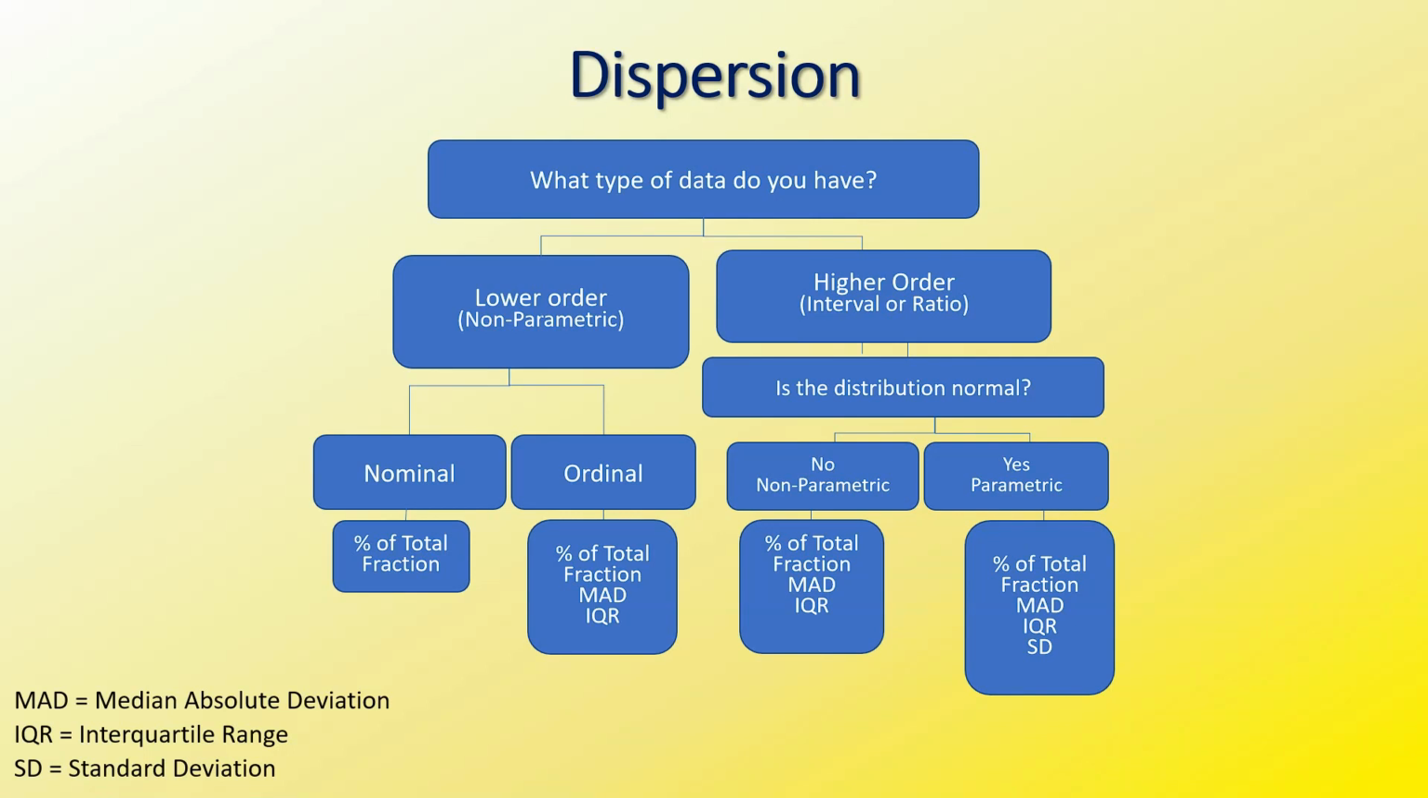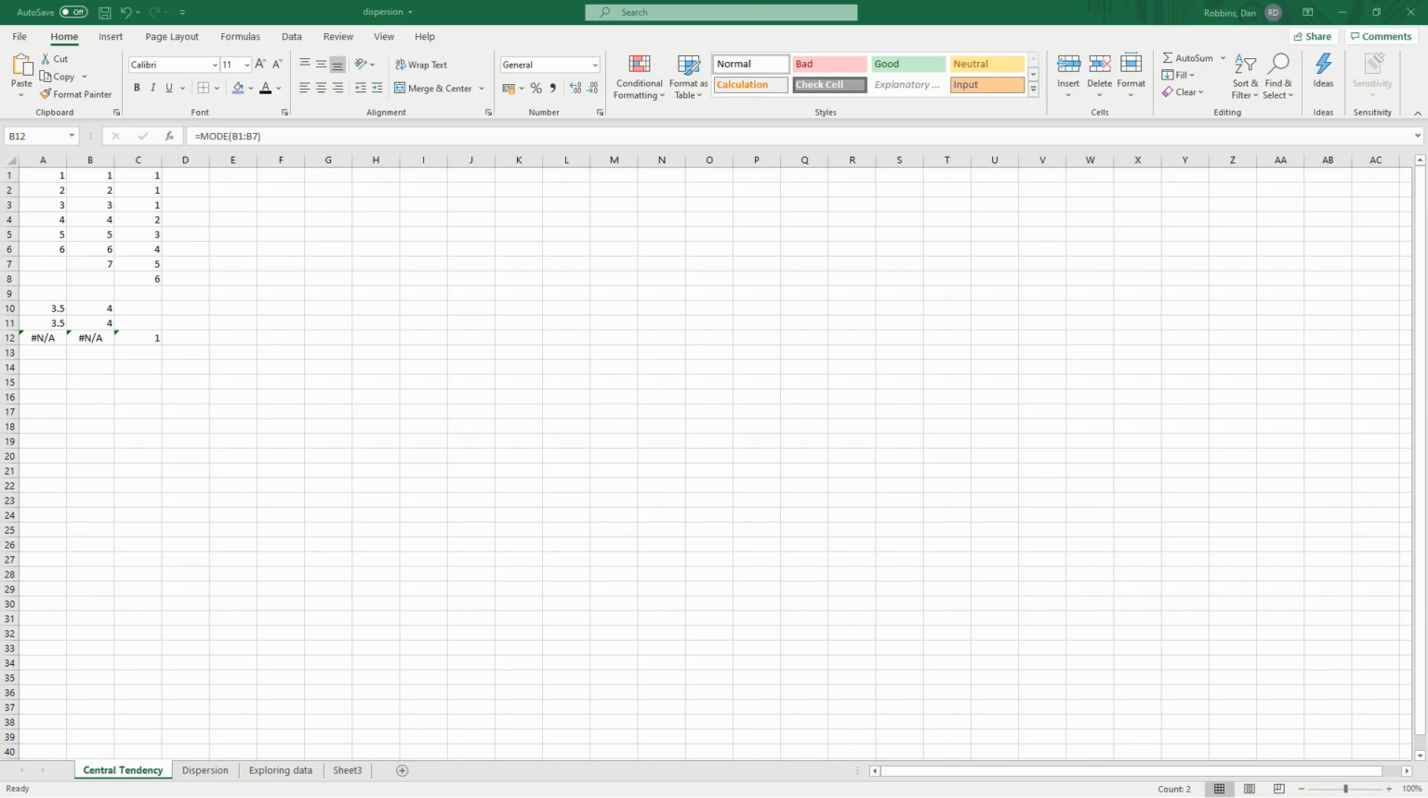In the instance when you have data that's not normally distributed, you should revert back to medians and median absolute deviation or interquartile ranges. I'm going to swap over to Microsoft Excel. We'll have a look at some of these options. Then we'll go back to JASP and have a look at the results that we get from there.